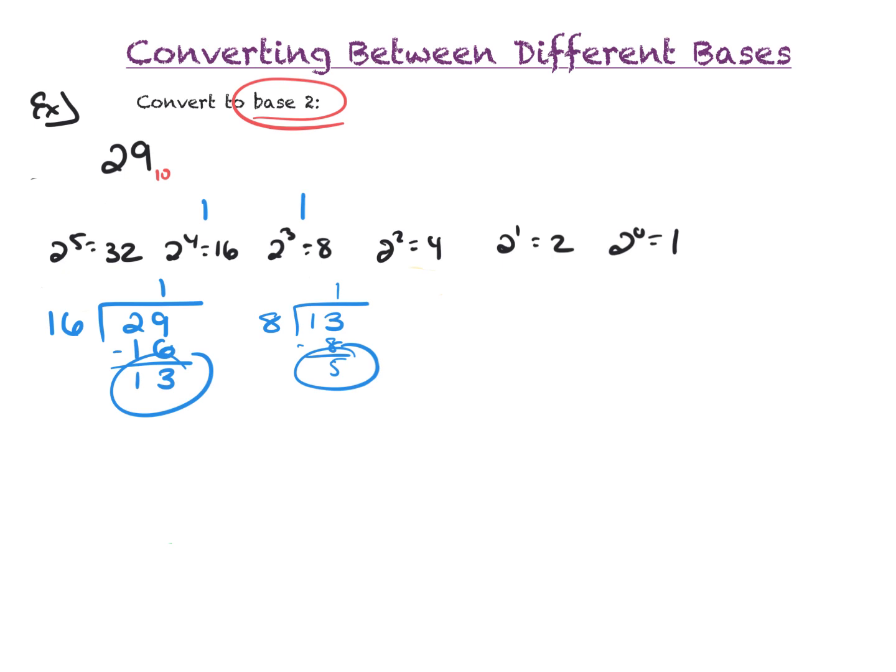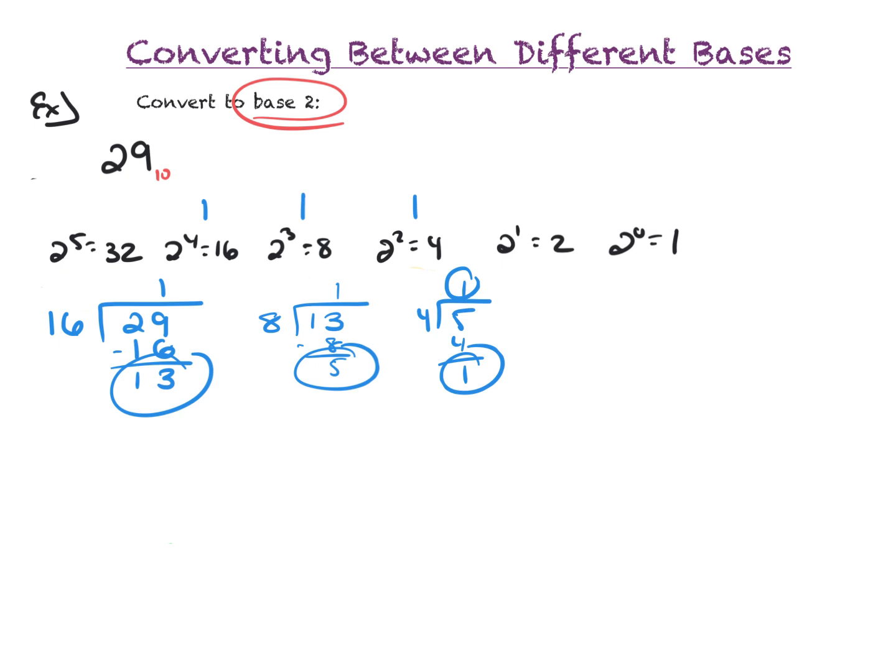Okay, we'll take the remainder and go to the next one. Does 4 go into 5? Sure. So we'll do 4 divided into 5, our remainder. So 4 goes into 5 one time, remainder 1. So again, we have 1 2 to the second. Okay, next one, almost done.